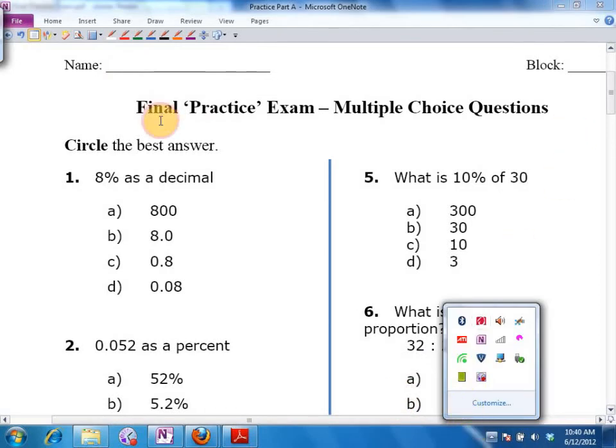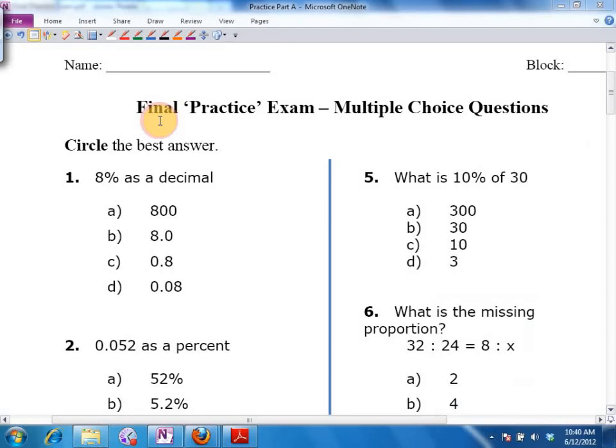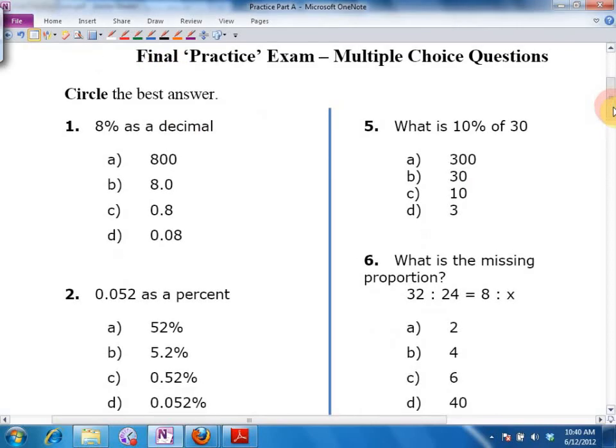Looks like it is. Okay, so we're going to start with number 1 of this practice exam. The question is: 8%, change that to a decimal. How do I do that? Yes, Andrew. And what do you get as an answer? 0.08, which is D, right? Good.